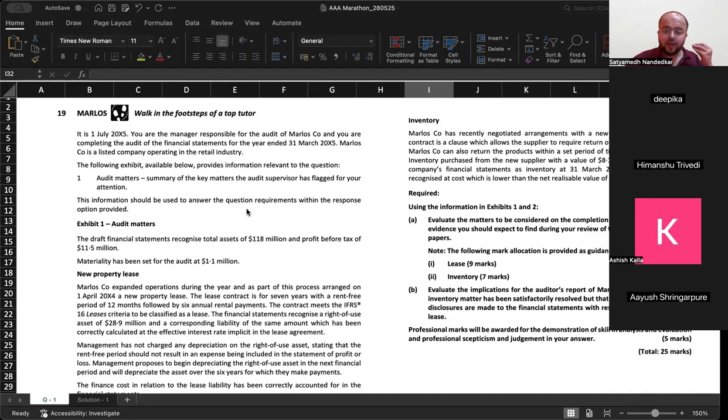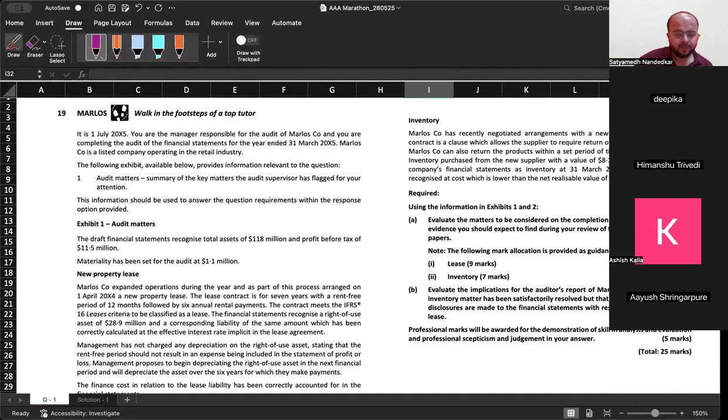तो completion stage of the audit में what are the points that you should keep in mind? That is what this question is going to train us on. ठीक है, now what is today's date? Today's date is 1st of July 2005. You are the manager responsible for audit of Marlowe's company and you are completing the audit of the financial statements for the year ended 31st of March 2005. Marlowe's company is a listed company operating in the retail industry. Listed client है, and what is the sector that they are operating in? Retail है और listed है। The following exhibits available below provide information relevant to the question.